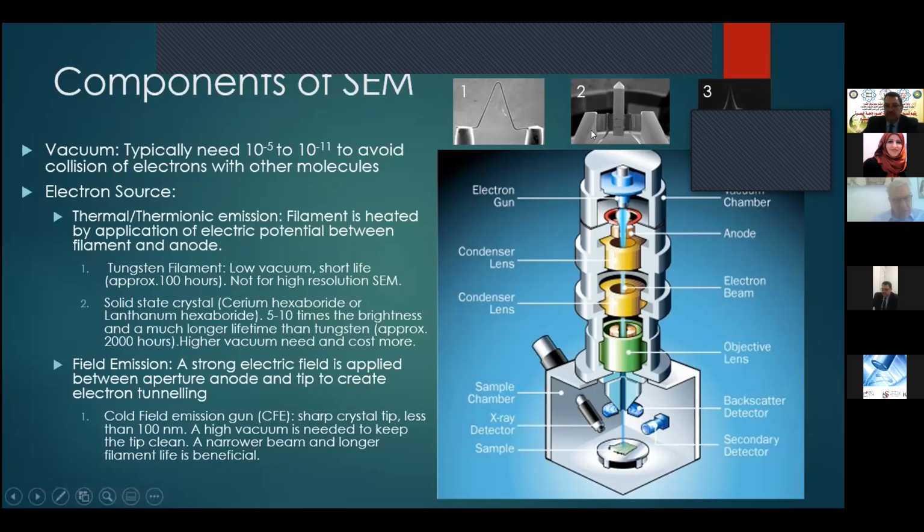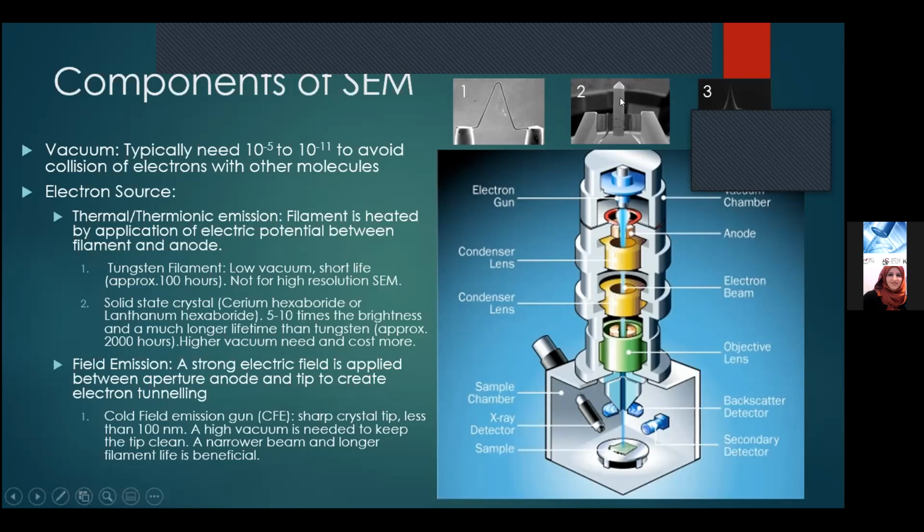Then we have the field emission. This is another type of emission, usually called a cold field emission. A strong electric field is applied between the aperture anode and the tip to create electron tunneling. It's a sharp crystal tip that's less than 100 nanometers. I don't know if you can see my mouse, hopefully you can. It uses a high vacuum, but that is only to keep the tip clean, as we've mentioned earlier. The beneficial thing about this sharp crystal tip is that it can make a narrower beam and the filament lasts much longer.